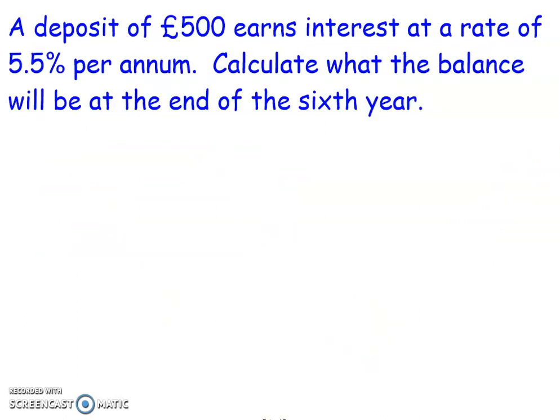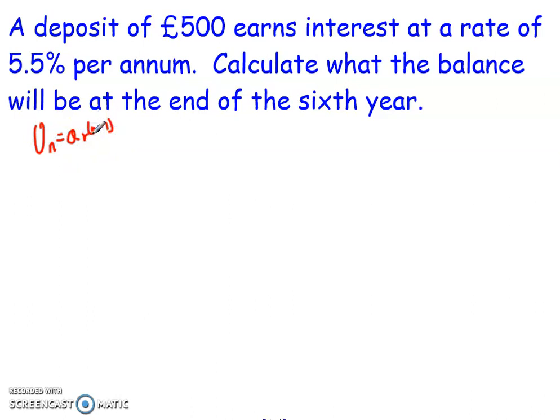The last question was a bit more of an application question. A deposit of £500 earns interest at a rate of 5.5% per annum. Calculate what the balance will be at the end of the 6th year. So again, this takes the form of a geometric sequence, un equals ar to the n minus 1.